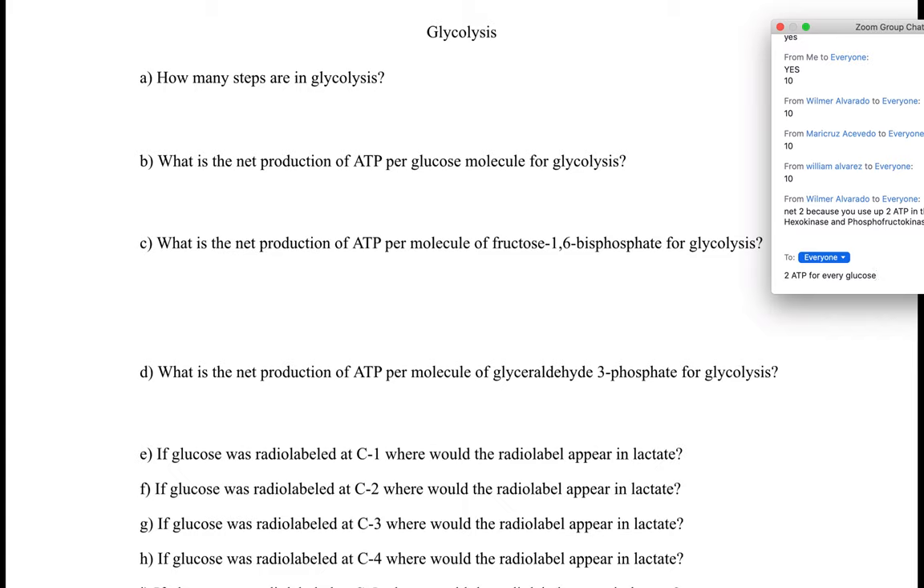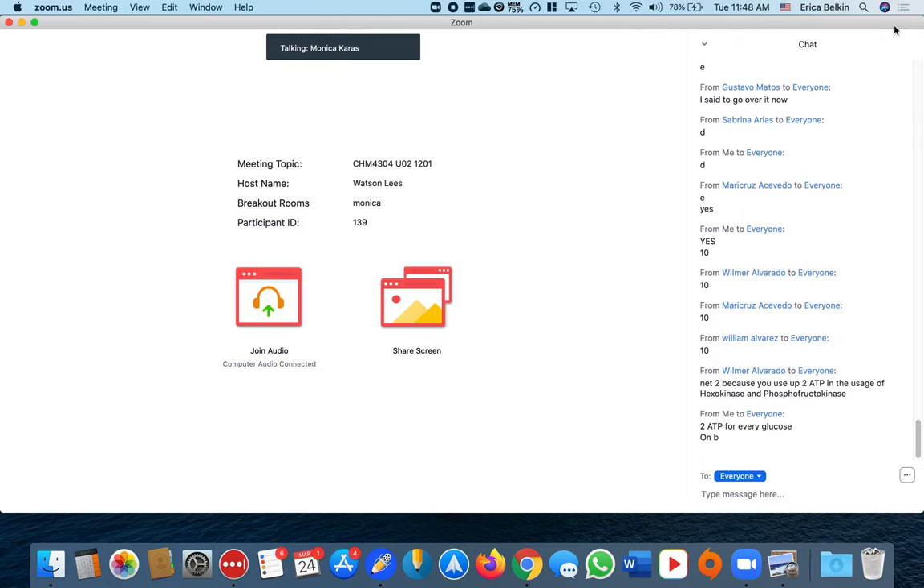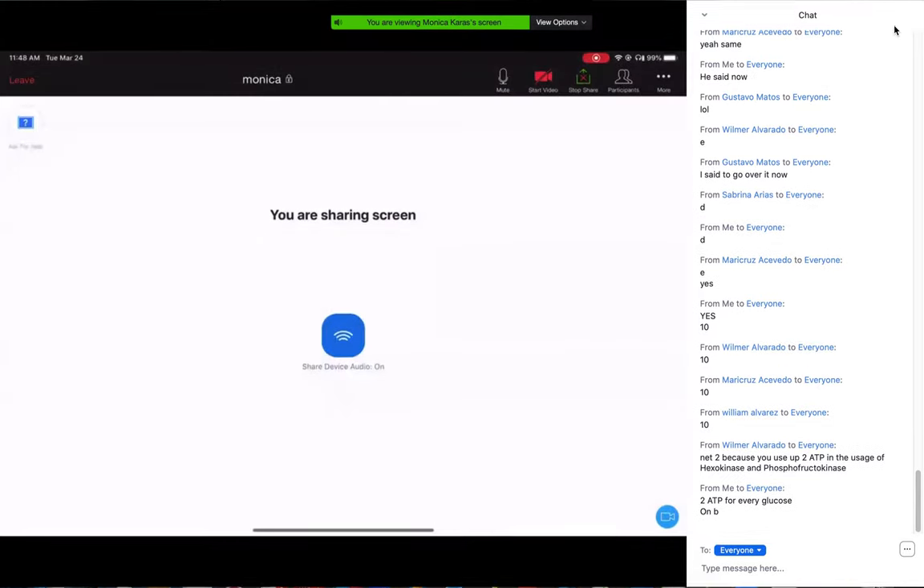Yeah, if you use up ATP and you use your hexokinase and phosphofructokinase, what you produce. So I highly suggest when you're studying for glycolysis, just make sure to write down all the steps. Yep, for A it is 10. But why is it for C 4? So let me quickly show you guys something, which is what I was mentioning earlier.